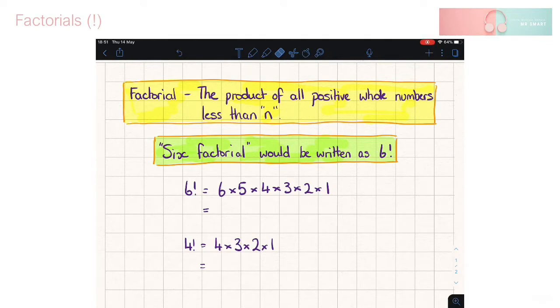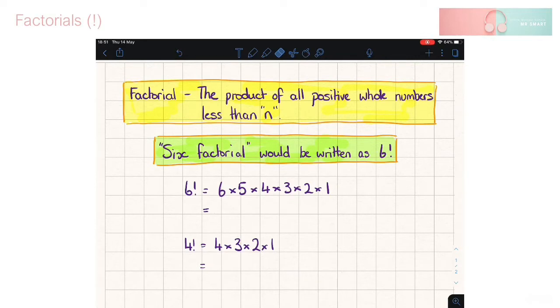In this video we're going to be looking at factorials. A factorial is the product of all positive whole numbers less than n, a number of your choosing. So 6 factorial we would write using an exclamation mark symbol, and it is all of the numbers from 6 going down in whole numbers until we reach 1.